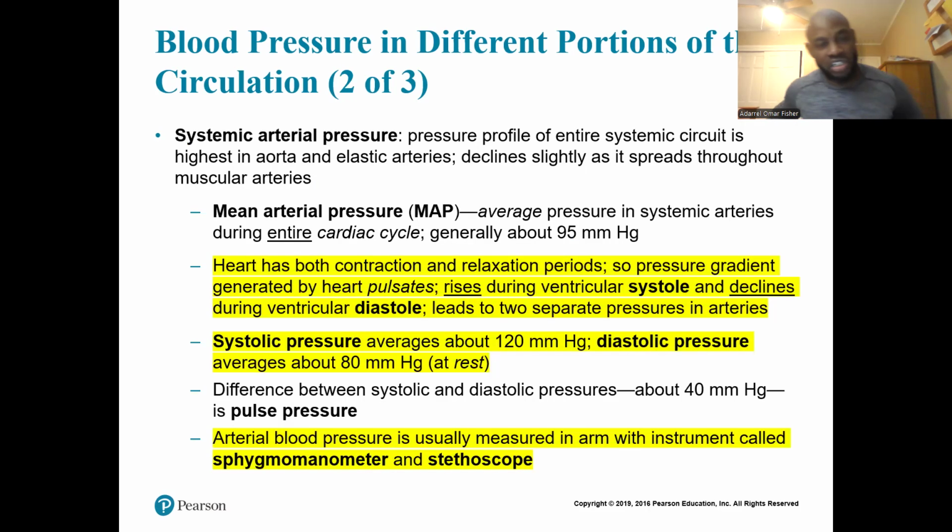So systemic arterial pressure, the pressure profile of the entire systemic circuit, is highest in the aorta and elastic arteries, and declines as it spreads through the muscular arteries. So we have what is called mean arterial pressure, the average pressure in the systemic arteries, systemic system. The heart has both contraction and relaxation periods.